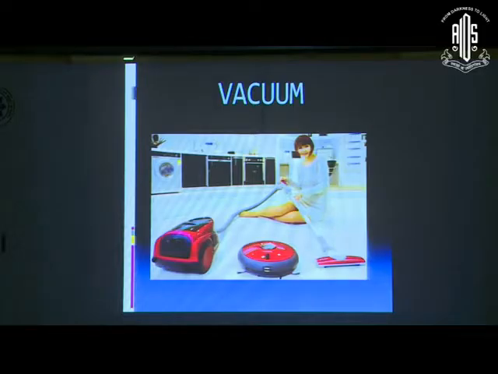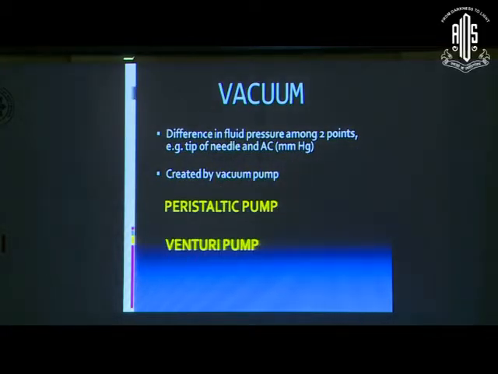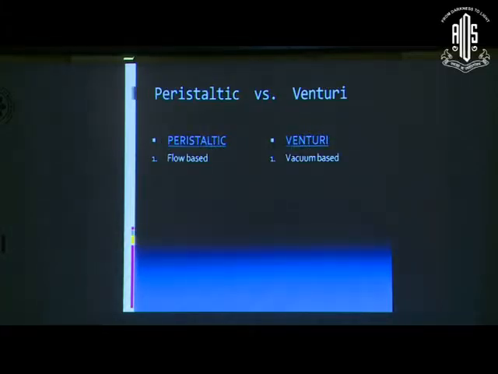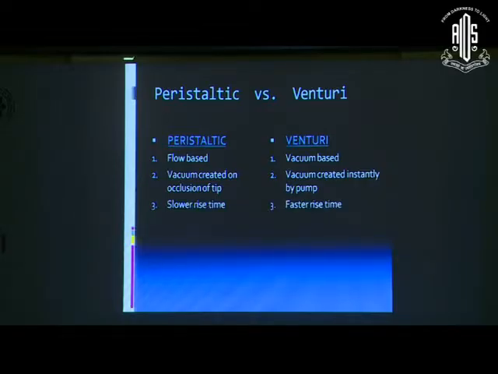The next aspect is the vacuum. Difference in the fluid pressure among the 2 points, that is, your tip of your needle and the anterior chamber. And this is created by a vacuum pump, and we have machines with 2 types of pump, the peristaltic pump and the venturi pump. The peristaltic pump, considered to be safer, is a flow-based, while a venturi pump is a vacuum-based. In peristaltic pump, the vacuum is created by occlusion after occlusion of the tip, whereas in the venturi, the vacuum is created instantly the moment the pump is on.